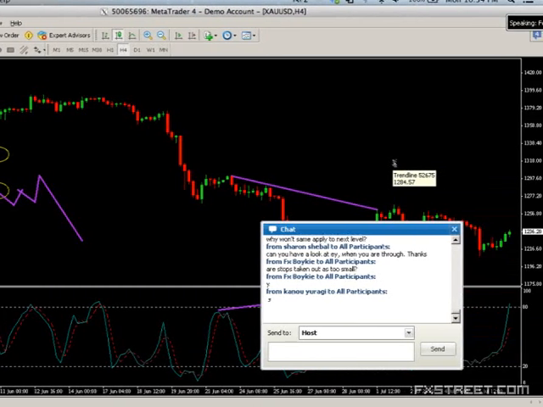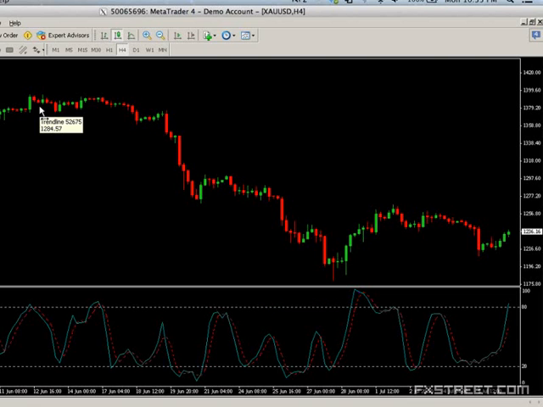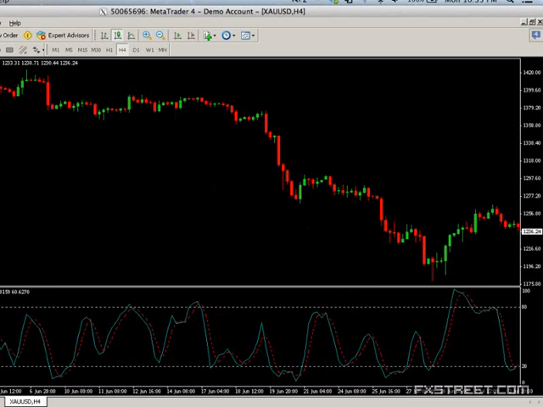Okay. Can you have a look at Euro Yen when you are through? Yes, absolutely. Let's take a look at Euro Yen.